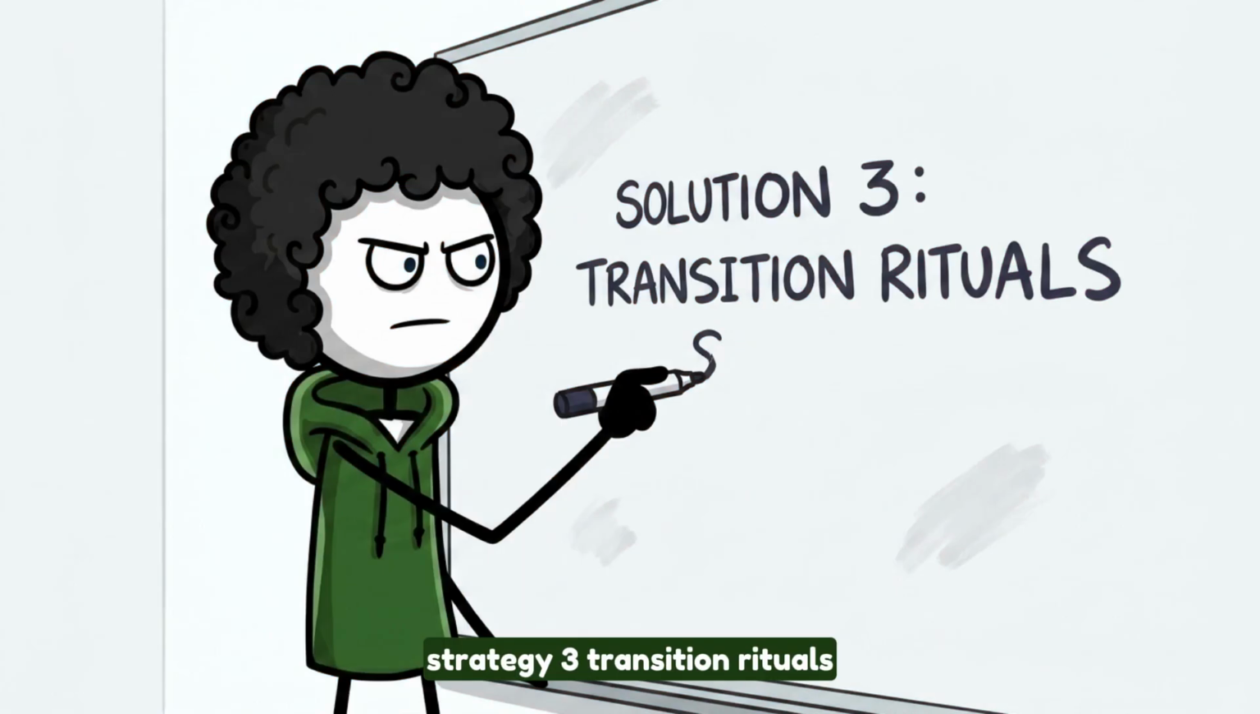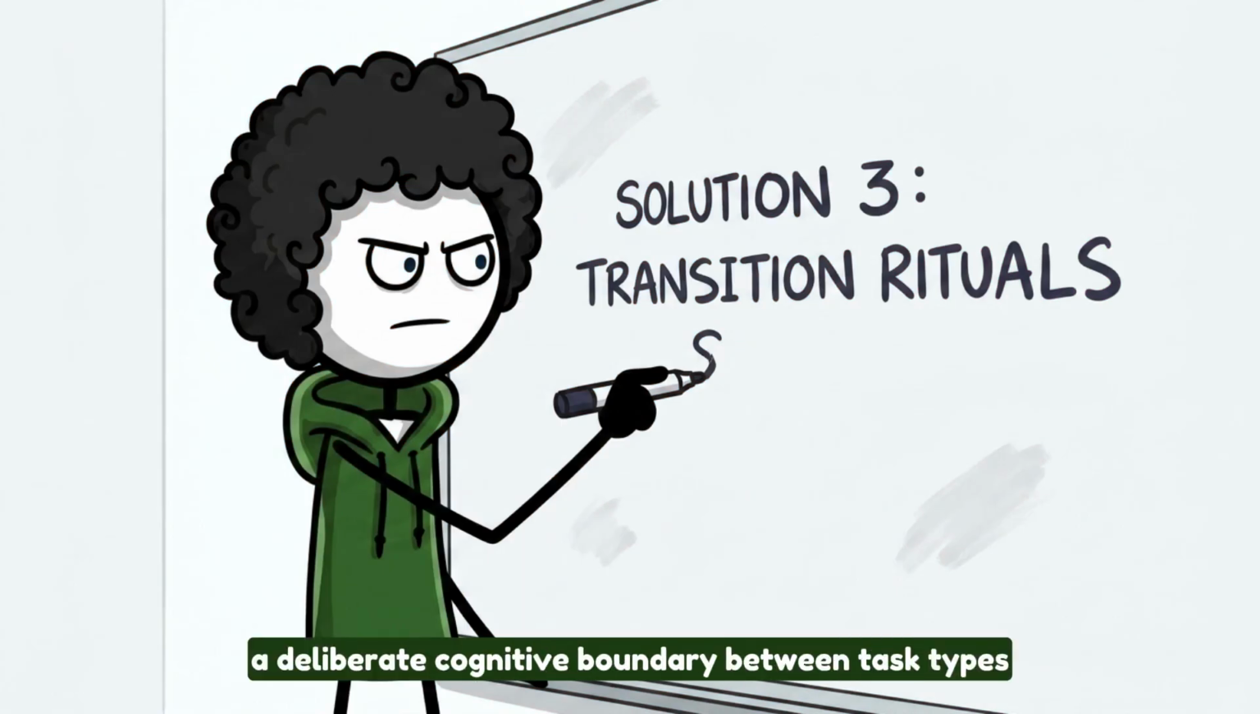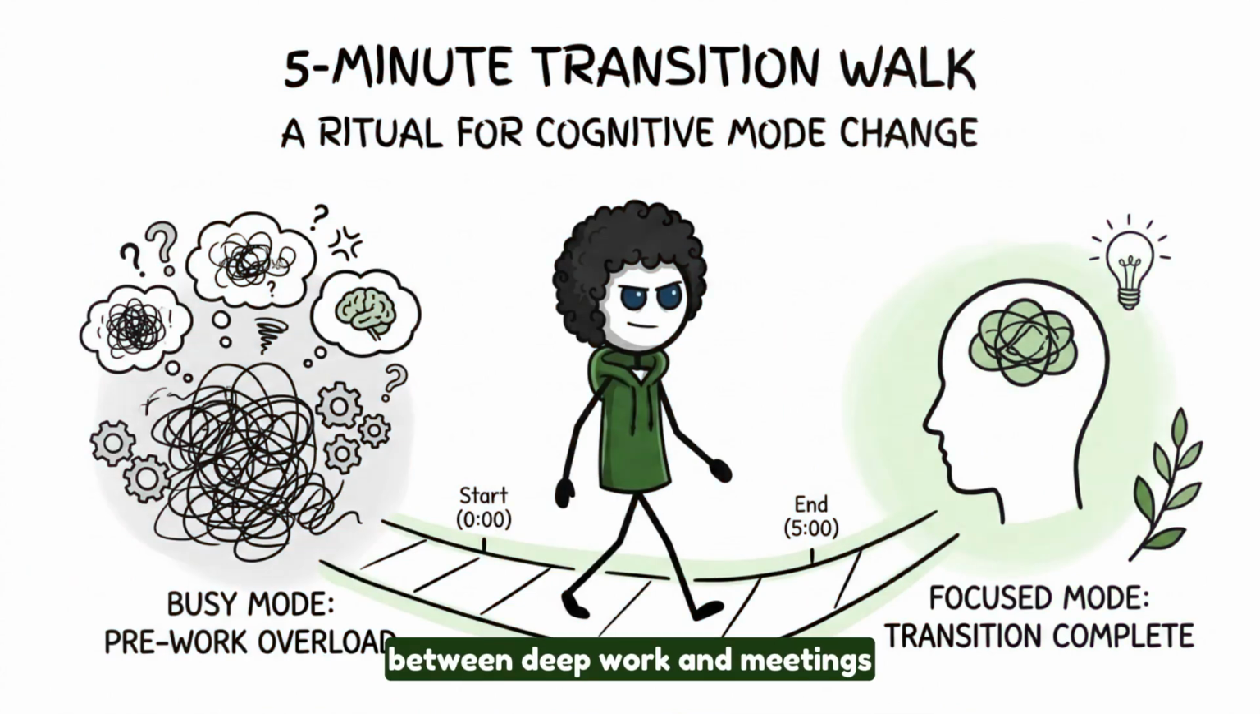Really. Strategy 3. Transition rituals. A deliberate cognitive boundary between task types. Between deep work and meetings, a 5-minute walk. Physical movement signals cognitive mode change.